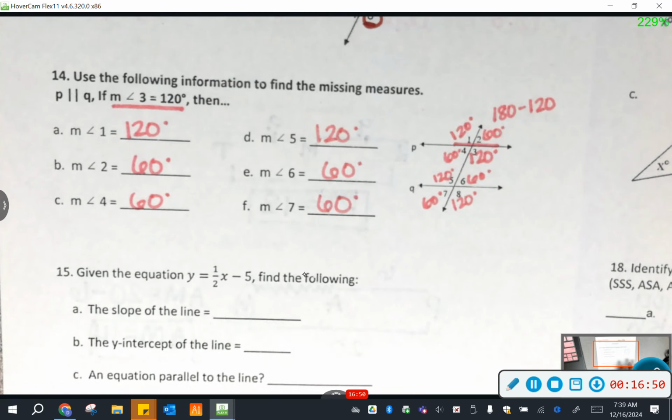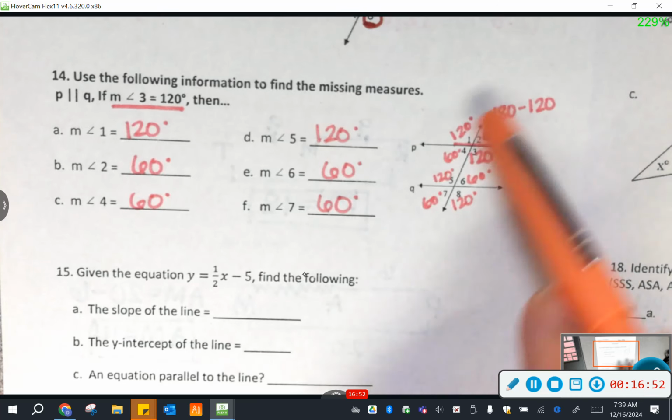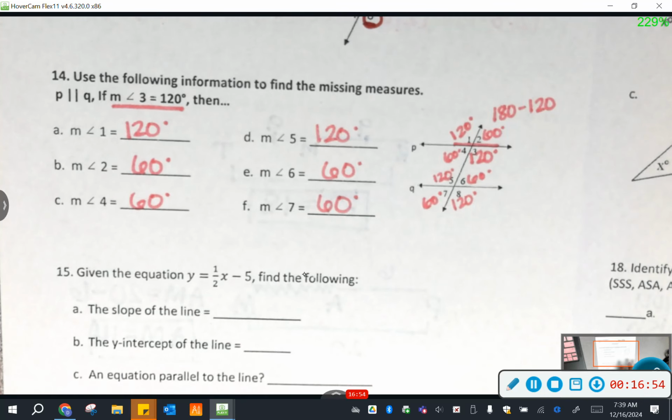Like so. Again, if you know one of these, you can figure out all of them. Those across and in the same spots are all the same. And then subtract from 180. Ooh, this is what we did the first week of school.